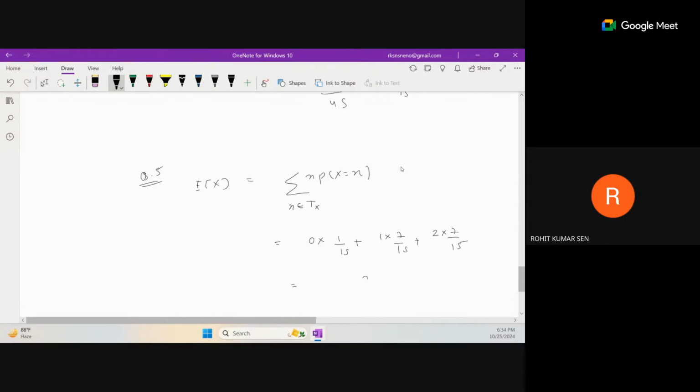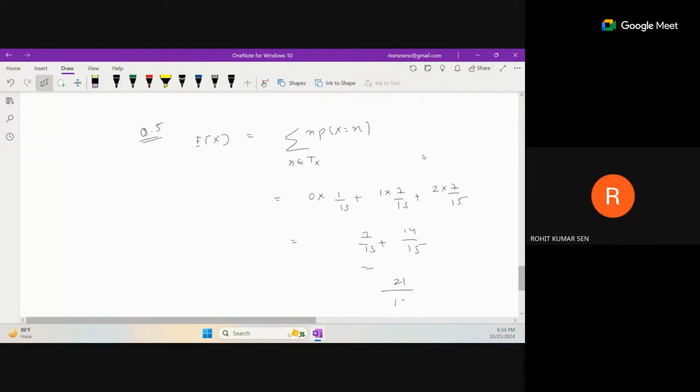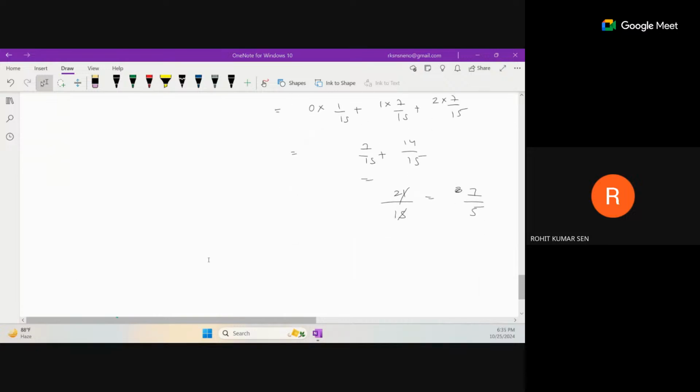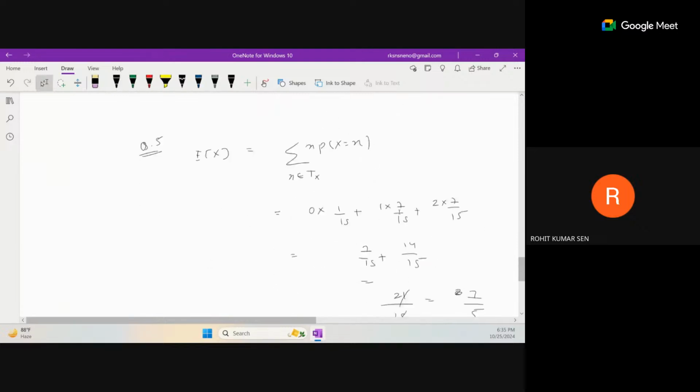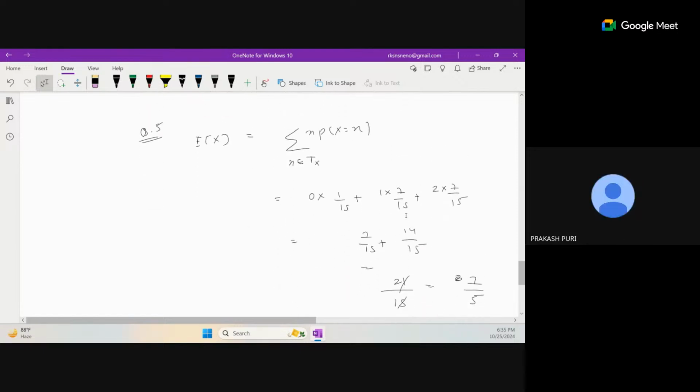So we will solve for it. It is 7 by 15 plus 14 by 15, which is 21 by 15, so 7 by 5. Is it correct? 7 by 5 is 1.4. This is your answer. Is this question clear to everyone? Yes, sir, clear.